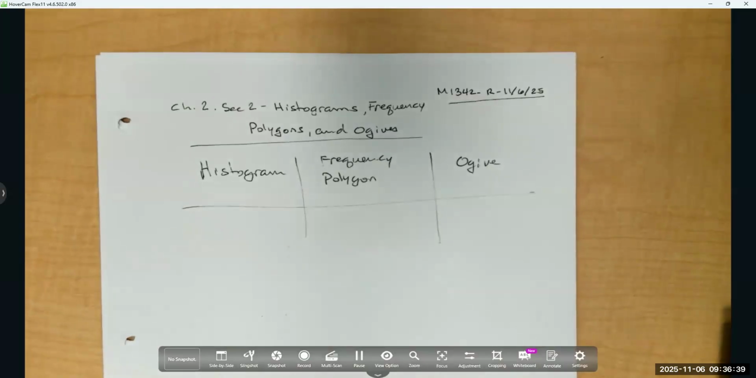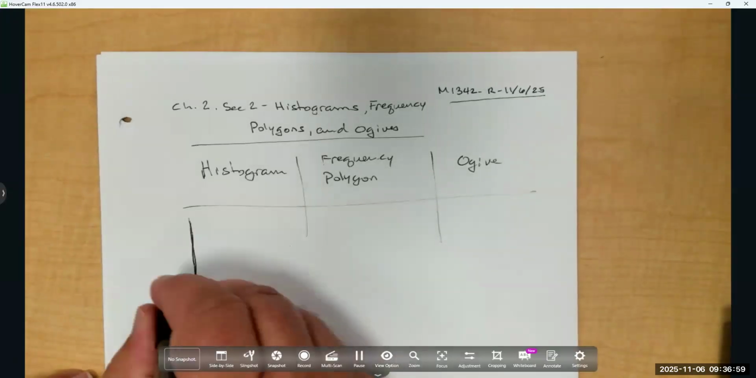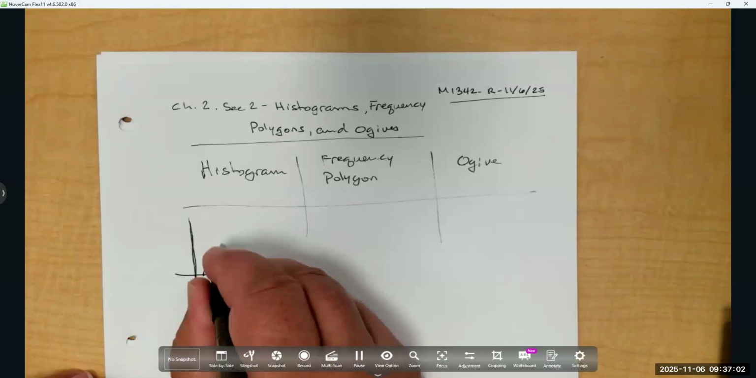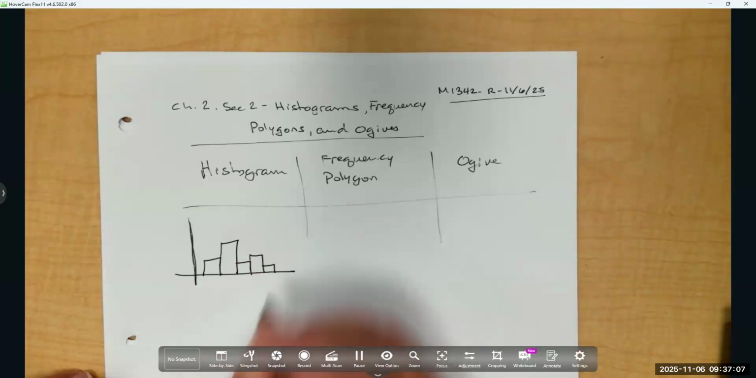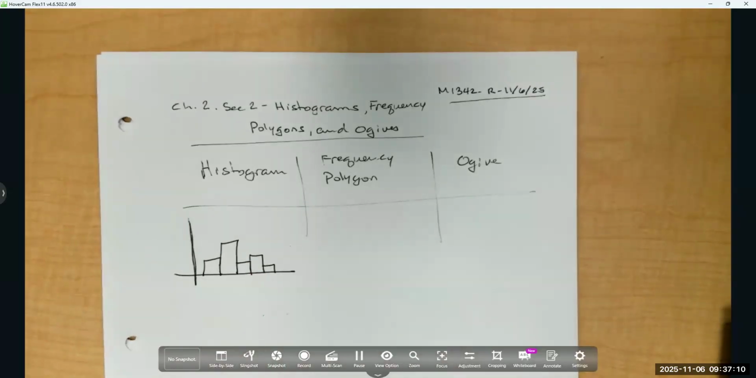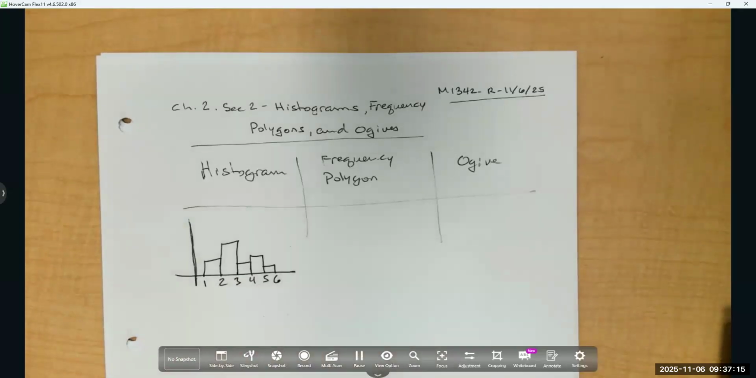What is a histogram? It's a frequency chart based, and how is it set up? Two intervals, right? Where each interval touches the previous interval it touches. So it looks like this. One, two, three, four, five, six.